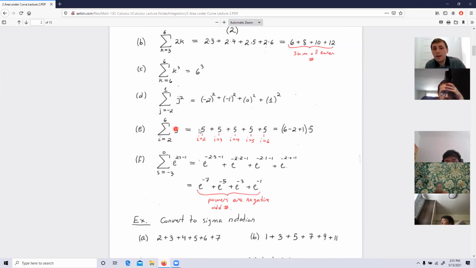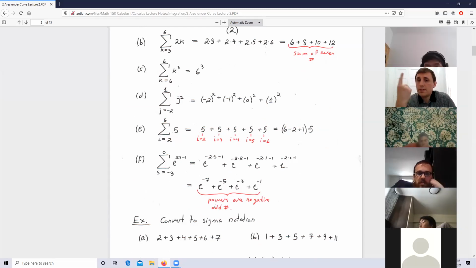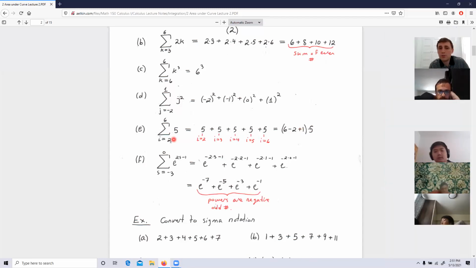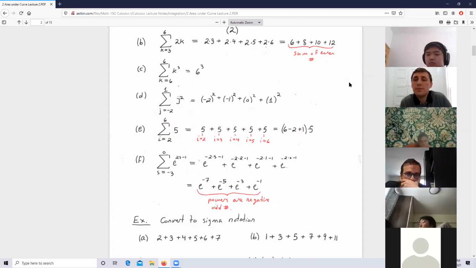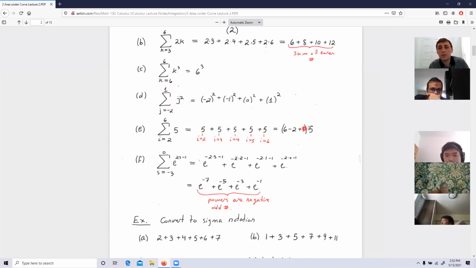How many times am I adding 5 to itself? 6 minus 2 plus 1 times. You understand? 6 minus 2 is how many times I add after I passed 2. And then plus, why do I take extra 1? Why is there a plus 1? Because I also have to include the step I started with. So 6 minus 2 tells me how many steps are there once I left position 2, how many additions are left. So there are 6 minus 2 additions left beyond 2, plus the 1 addition at 2. Do you follow me? So it's 6 minus 2 plus 1 times 5.